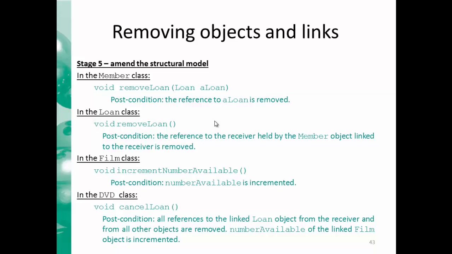Again, the Film class will also have a new protocol added, which is increment number of available units. That will increase the number of available units by 1. The DVD class also has a new protocol added and amended. It's called cancel loan, which will cancel all the references to that particular loan and make the DVD available for renting.